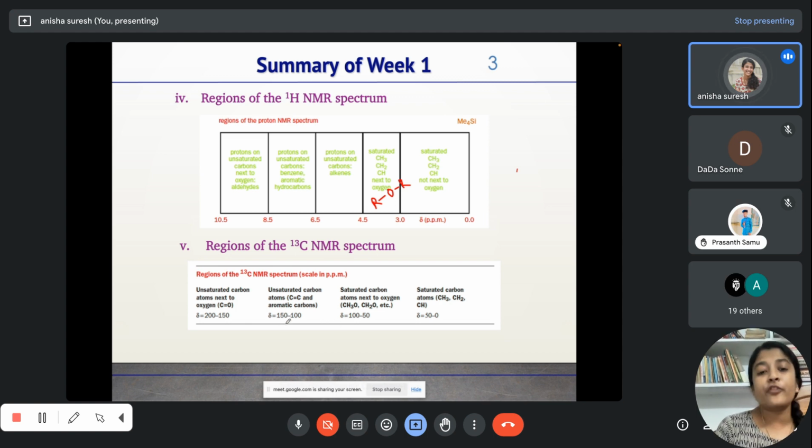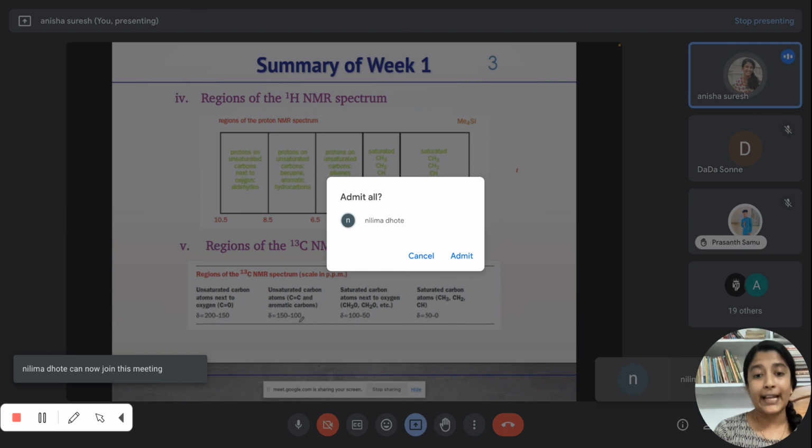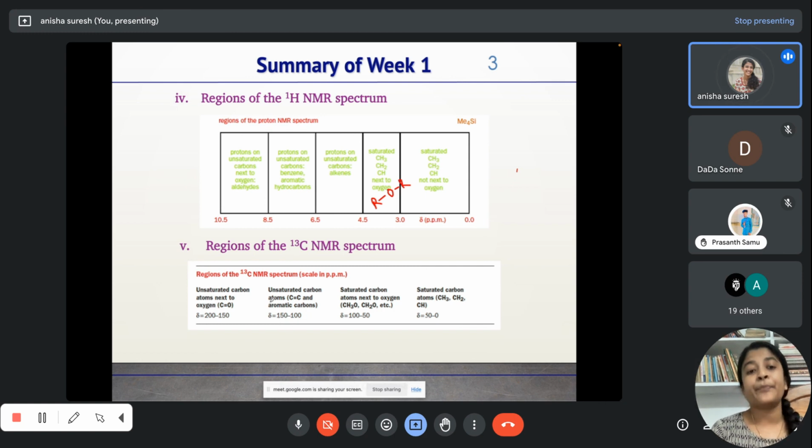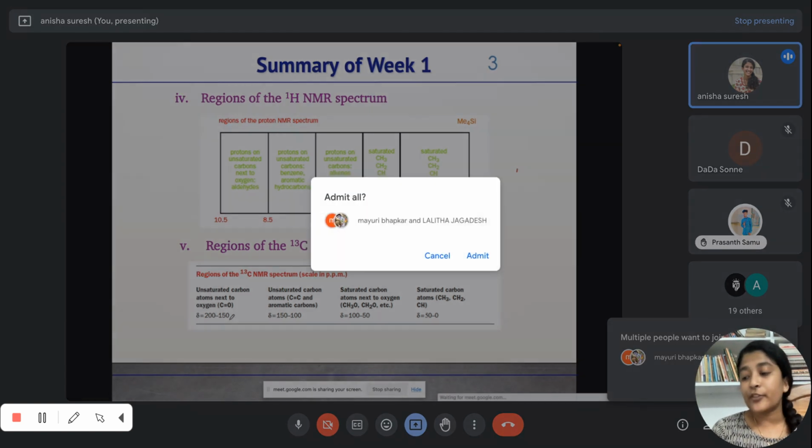And in the region of 150 to 100 ppm, unsaturated carbon atoms like alkenes and aromatic carbons will be found. And in the region of 200 to 150 ppm, unsaturated carbon atoms which are next to oxygen, that is C=O, like ketones, aldehydes, etc., will be found.